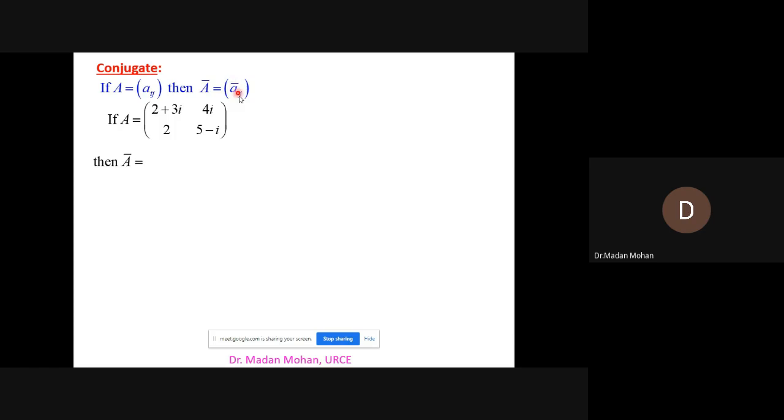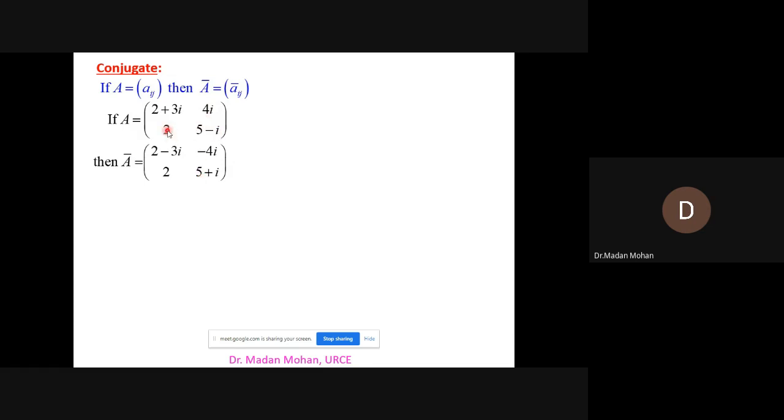Just take the entries' conjugates. If x plus iy is an element, x minus iy is its conjugate. It just replaces i with minus i. Therefore, its conjugate is 2 minus 3i, minus 4i, 2, 5 plus i. Just replace i with minus i.